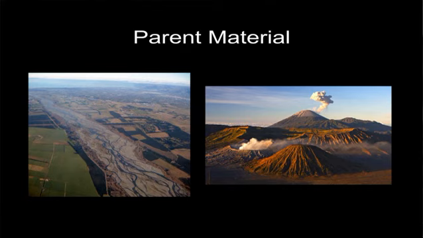P is for the parent material. So what type of rocks or material has the soil formed from? Has it formed from a sedimentary rock? Has it formed from material that's already been reworked and maybe then laid down by a river? Has it formed on igneous rocks, so rocks produced from volcanic origin?